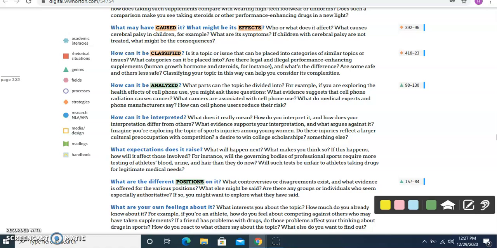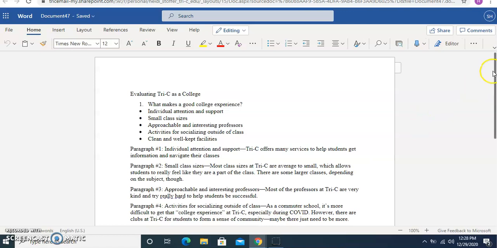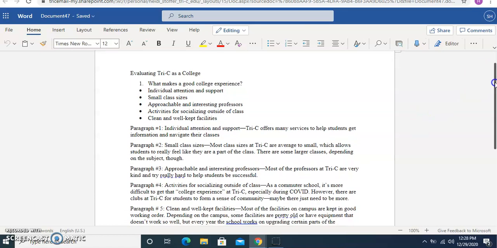So I thought I'd show you just a particular example that I did on my own. Let me pull up my document here. So let's say I'm evaluating a particular college. So I want to evaluate how Tri-C is as a school. So I might start raising questions and answering them to figure out how I'm going to talk about it in a paper. So here I just focused on one question.